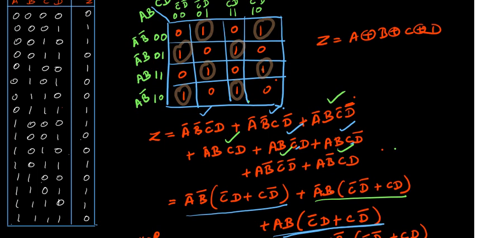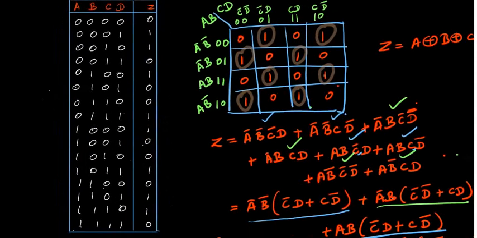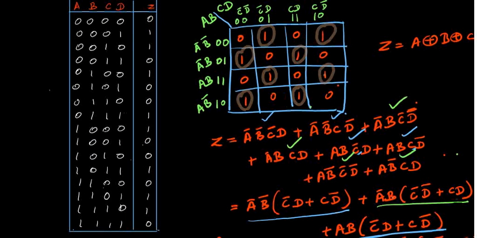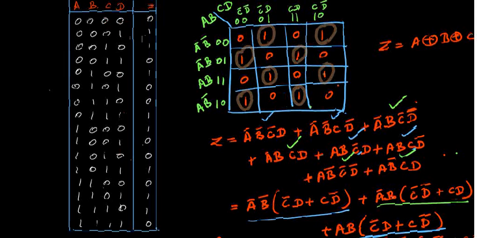Another point I want to add here is, if you look at the table, we can see the output is one when the input has an odd number of 1s, right? Odd number of 1s.